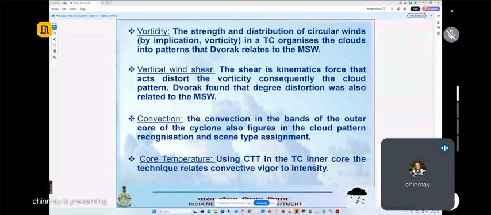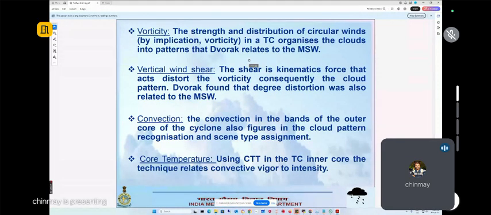So what is vorticity? Vorticity is the strength and distribution of cyclone winds. The higher the vorticity, the higher the intensity of the cyclone. What is vertical wind shear?